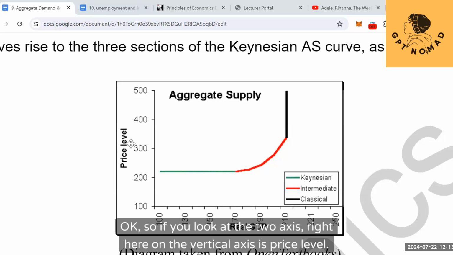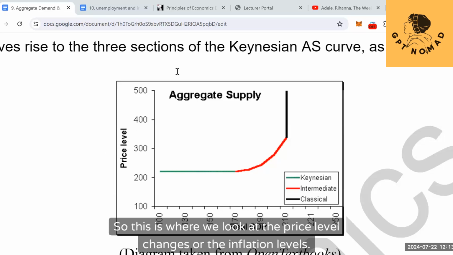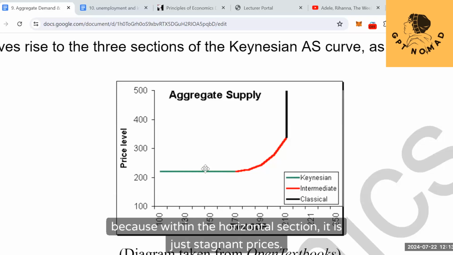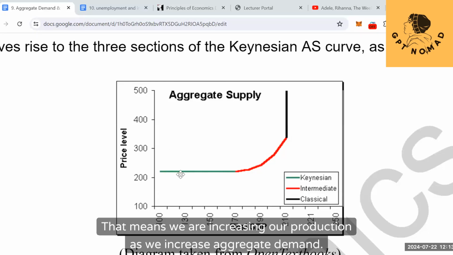Okay, so if you look at the two axes, here on the vertical axis is price level. So this is where we look at the price level changes or the inflation levels. So for inflation, there is no change, because within the horizontal section, it is just stagnant prices. However, if you look at this horizontal axis, the GDP is rising. That means we are increasing our production as we increase aggregate demand.